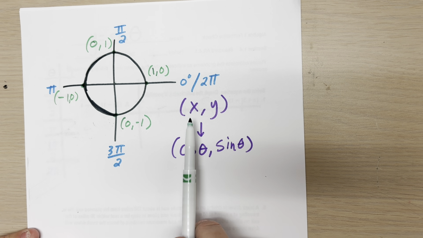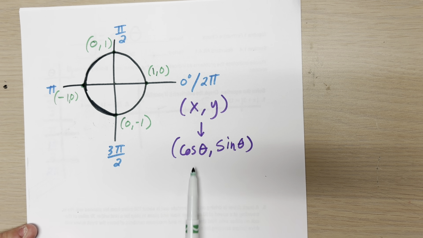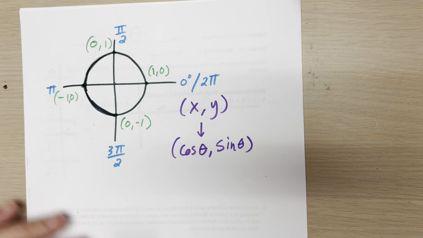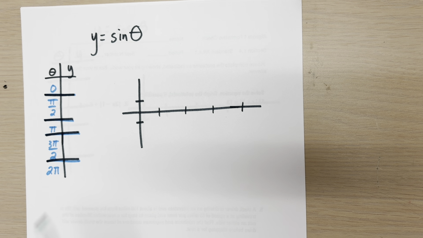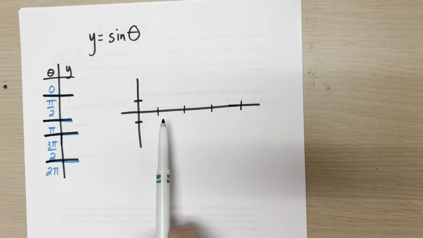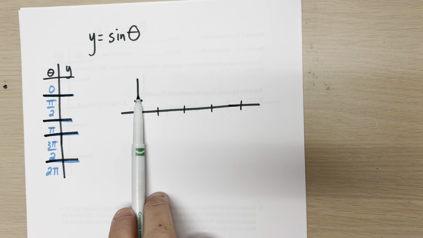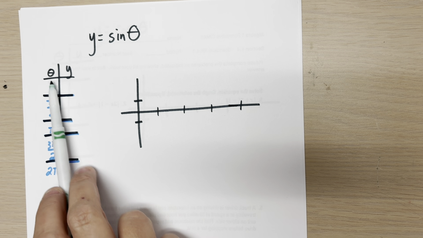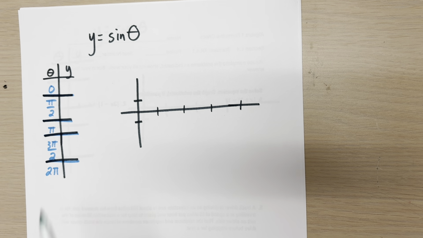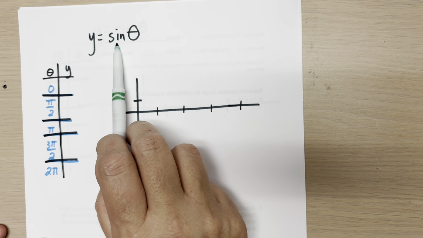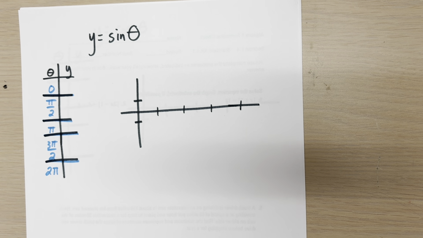So we know already too that x, y can be written as cosine theta, sine theta. So we're going to use what we know about that and these values to help fill in a table of values for the function y equals sine theta. Trig functions are a little bit different because when we're graphing them, we're not using x and y, we're using the angle measure theta and then the y value, which represents the function value. So if I think about sine, I know those are y values on the unit circle.